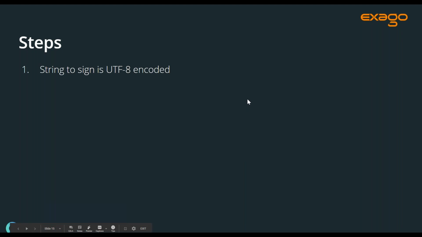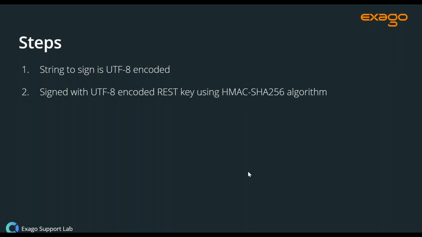Right, so the steps to create the Exago key authorization header. The first thing that we do is UTF-8 encode what is called the string to sign. And the first breakdown that we're going to go through on the other side is what makes up the string to sign. So bear with me, we'll get to how that is built in just a moment. That string to sign, once encoded, is then signed with a UTF-8 encoded REST key.